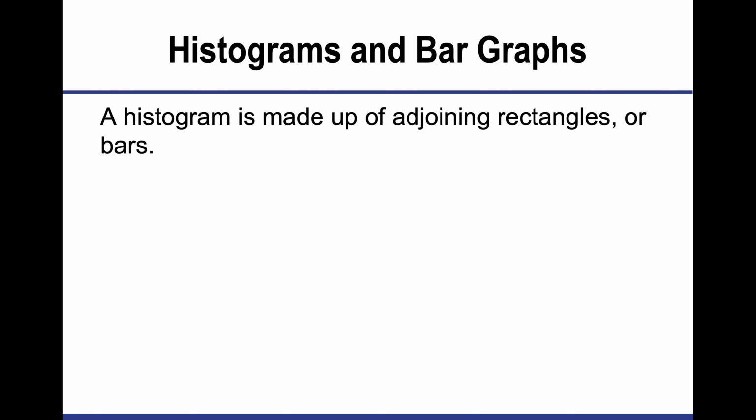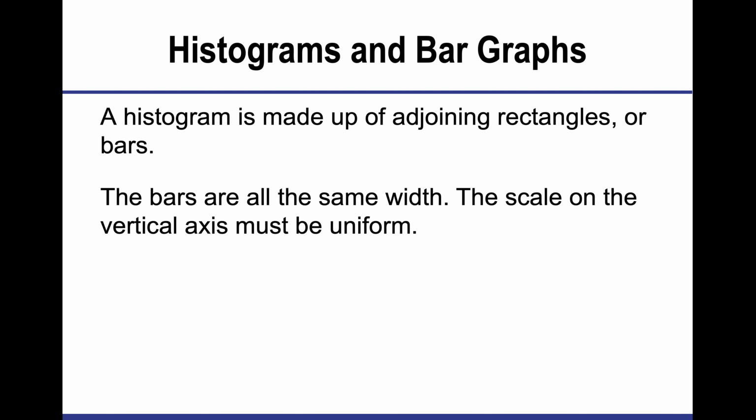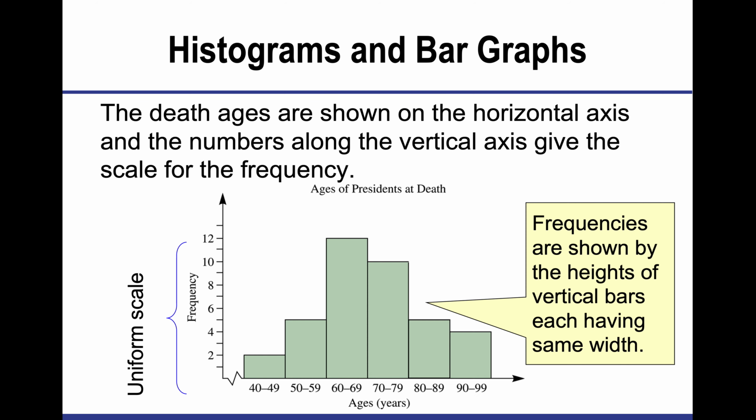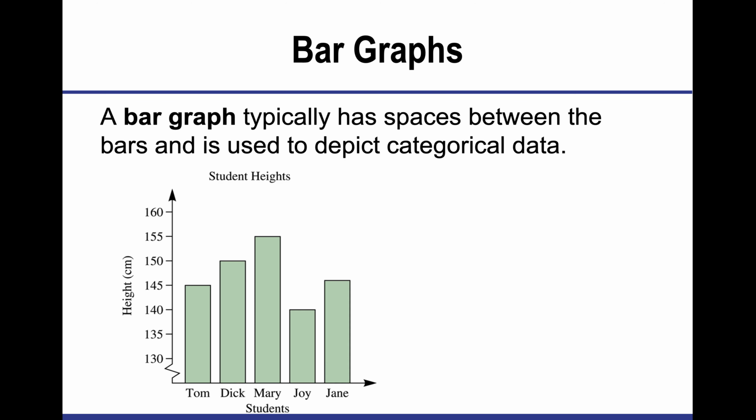The same is true of a dot plot and a stem and leaf plot. But once I have a histogram, those are made up of adjoining rectangles that touch, or bars. The bars are the same width, and the scale on the vertical axis must be uniform. Notice how they touch, so there's not really an overlap here, but look right here, like at 50. 50 is the end of one bar and the start of the next, so technically that could potentially be seen as a slight overlap.